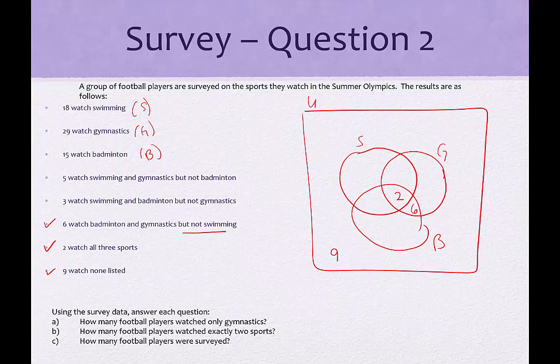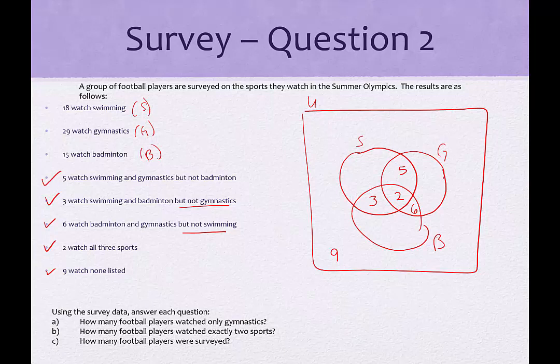Okay, 3 watch swimming and badminton, but not gymnastics. So again, we don't have to worry about the triple overlap because it tells us that they do not watch gymnastics. So swimming and badminton overlap here. And 5 watch swimming and gymnastics, but not badminton. That will go here.